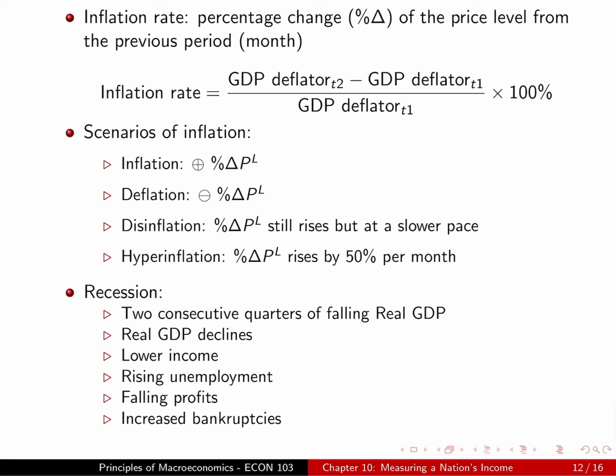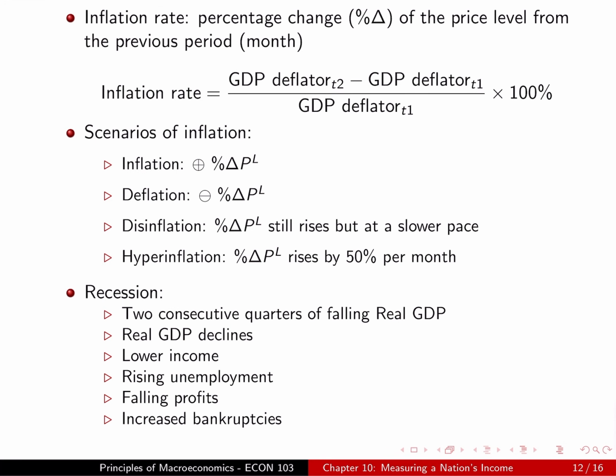Inflation is an important aspect to consider when analyzing GDP. Inflation rate is calculated as the percentage change in the price level from the previous period or month. Use the formula GDP deflator in time 2 minus GDP deflator in time 1 divided by GDP deflator in time 1 times 100%. Scenarios of inflation. Inflation is the positive rate of change in a general price level. Deflation is the negative rate of change in a general price level. Disinflation is a slowdown in the rate of inflation. Hyperinflation is an extremely high and typically accelerating inflation, often exceeding 50% per month.